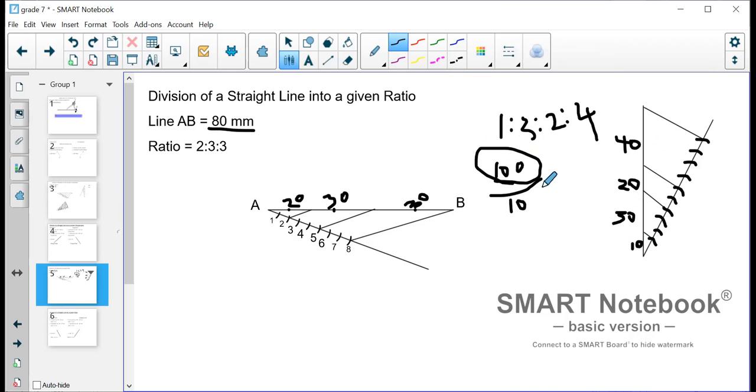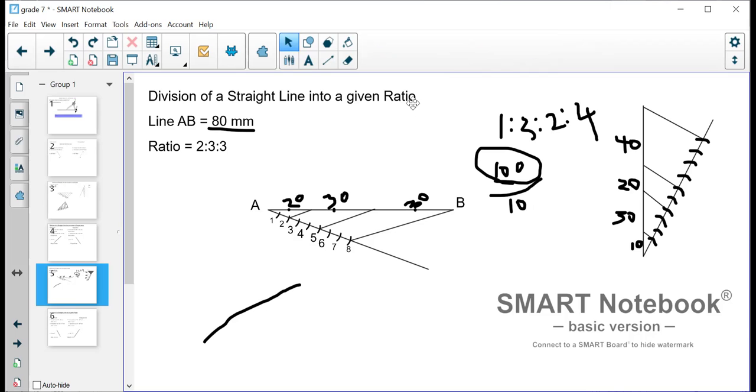All right. So that's a different scenario in terms of the direction of the line that we use, which is the vertical line. The same step would apply if the line is vertical. All right, the same step would apply. So that's it for dividing a straight line into a given ratio.